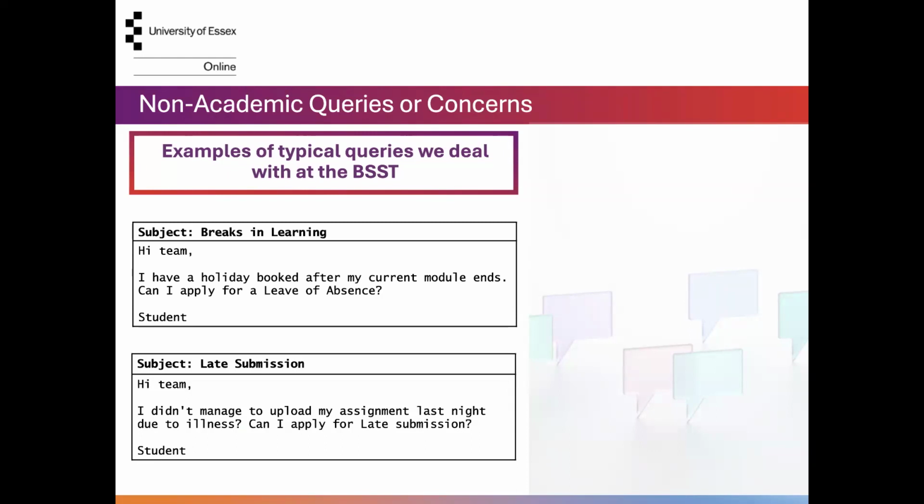Another example, late submission. Hi team, I didn't manage to upload my assignment. Can I apply for late submission? The second query here is about the late submission period. To summarize, there is a 7-day late submission period following an assignment in place for students who are unfortunately not able to submit their work by the original deadline due to extenuating circumstances. The work that you submit in this late submission period will be capped at 0 until and unless your request is approved by the late submission panel.